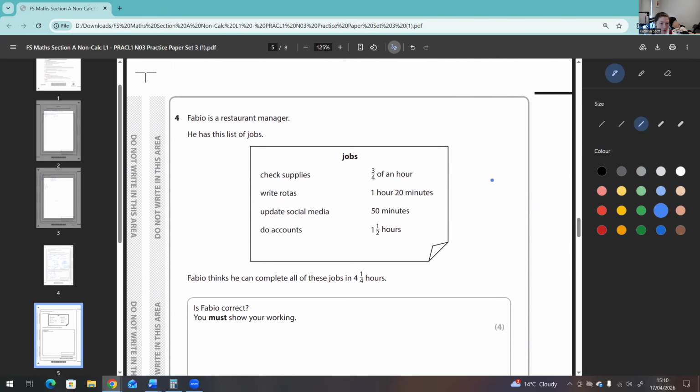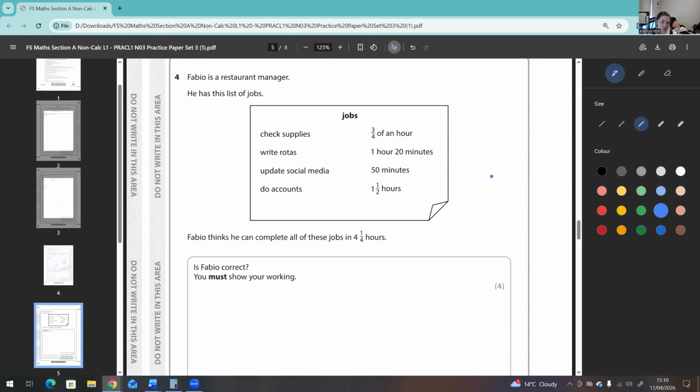Last question. Fabio is a restaurant manager. He has a list of jobs. Fabio thinks he can complete all these jobs in 4.25 hours. Is Fabio correct? He must show you working. So we want to put everything into either minutes or hours. So let's convert everything into minutes to start off with.